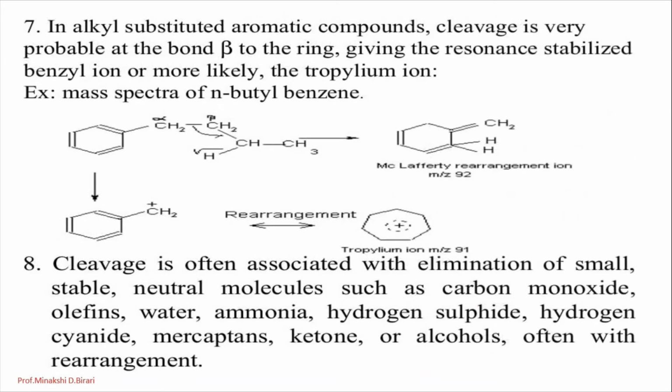Next one. In alkyl substituted aromatic compounds, the cleavage is very probable at the bond beta to the ring, giving the resonance stabilized benzyl ion, or more likely the formation of the tropylium ion. So we take this example, the mass spectra of N-butyl benzene. Here in N-butyl benzene, the cleavage occurs at this beta bond, which is beta to the ring. So it is the alpha position, this will be the beta. The cleavage at this beta position occurs and that leads to the formation of this fragment.